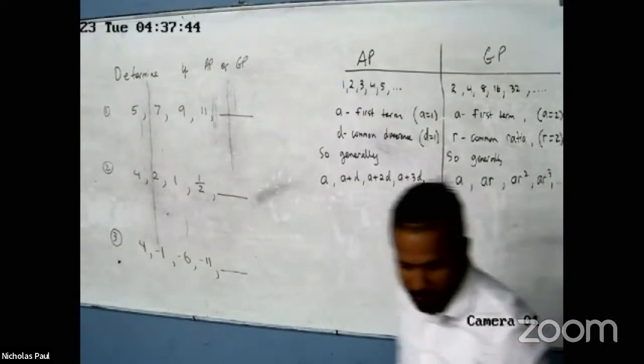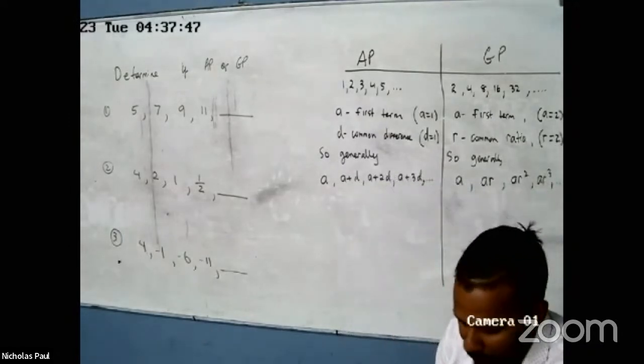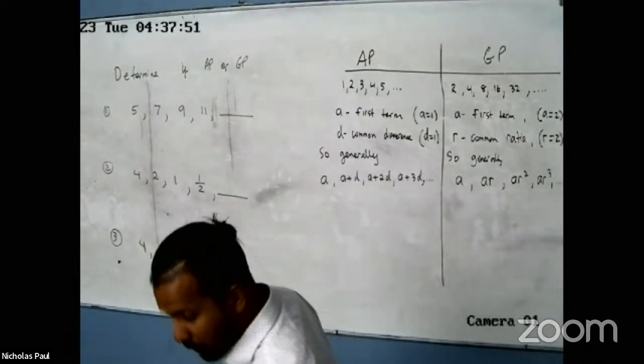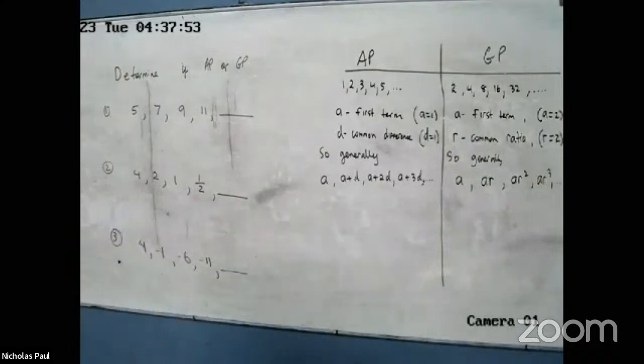I want to know if it's an AP or GP and what's the value that is missing. Don't get too excited by the first 3 terms. You have to check the 4th term and make sure it's behaving like that.